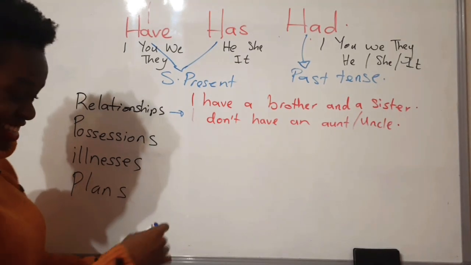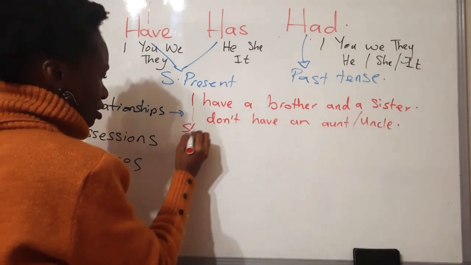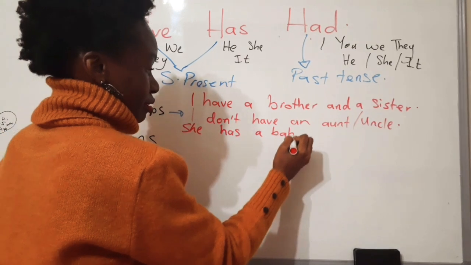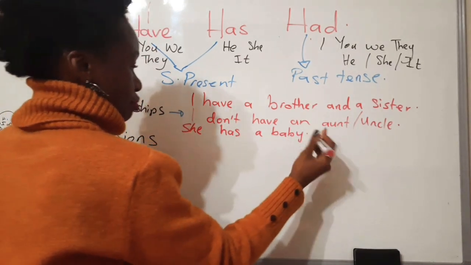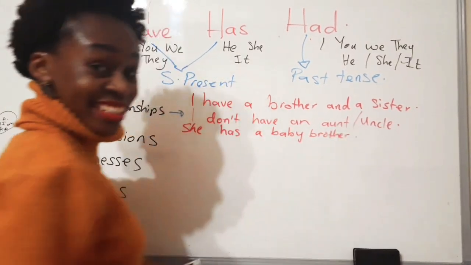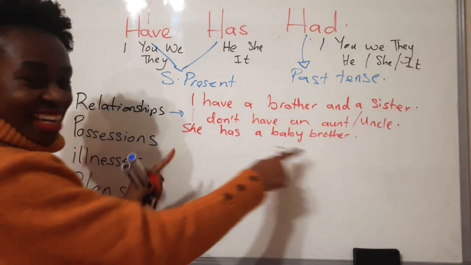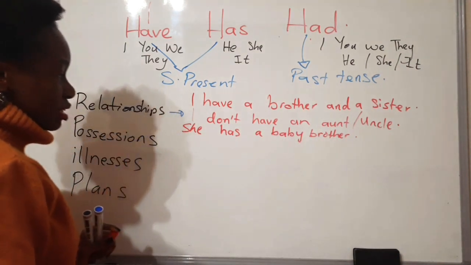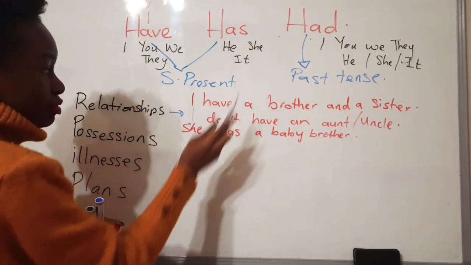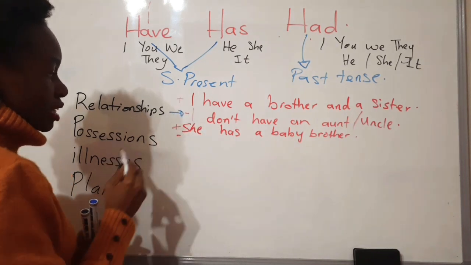Or we can say, she has a baby brother, let's say. She has a baby brother. So these are relationships. They are related. She has a baby brother. Or they don't. How can we say the negative? Because positive, negative. Positive, how can we say the negative?